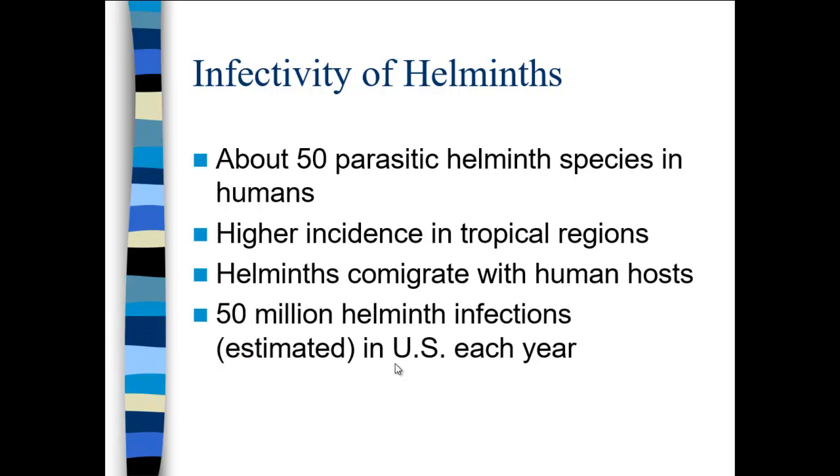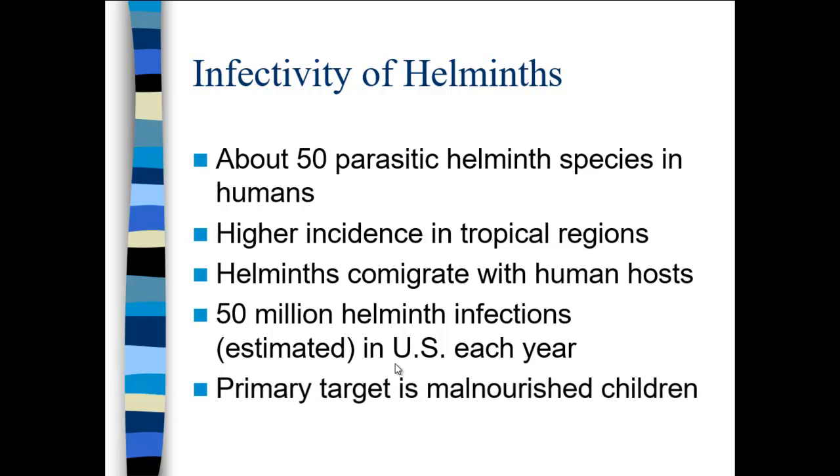Okay, there's about 50 million helminth infections per year, which is about 1/6 of the population. And the primary target is malnourished children. And so malnourished children are also immunocompromised because when you have a poor diet, then your immune system suffers. And so they have a harder time fighting off these infections.